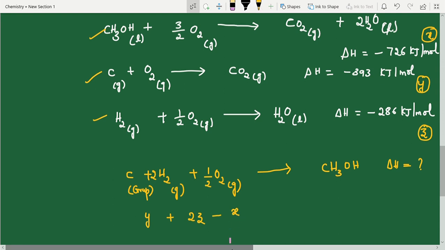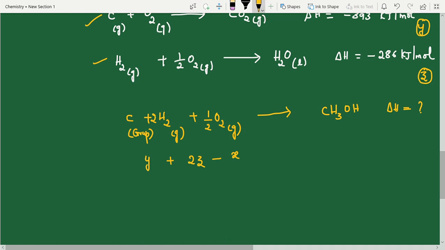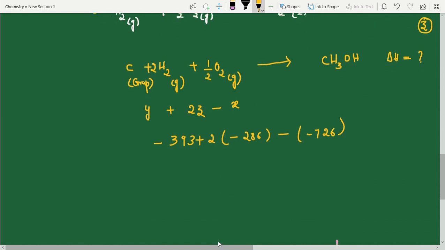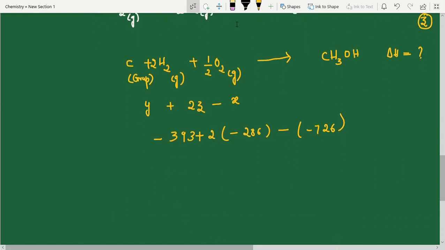Now you can try this one. Values you can substitute. What are the values they had given? Yes, minus 393 plus 2 into minus 286, minus of X. Is it 286? Yes, 286. This is minus of 726. That's all. Now you will get the answer. Try to simplify this one, guys.